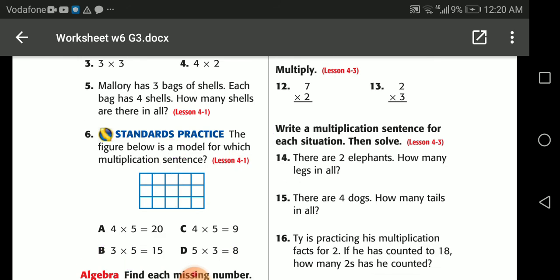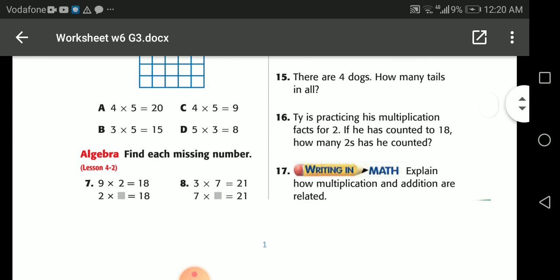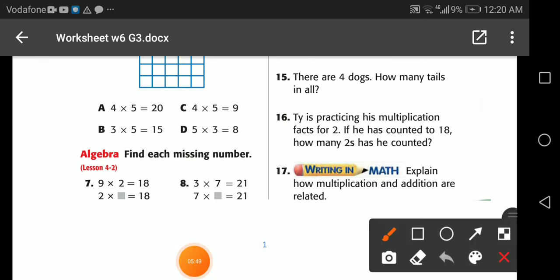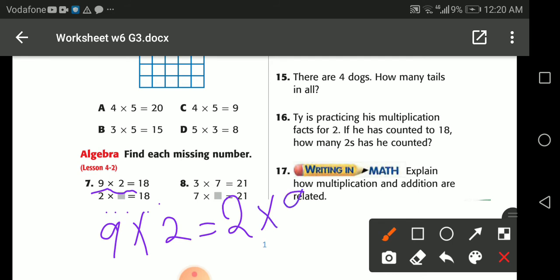Okay, this is number 6. What about number 7? Find each missing number. When I say 9 multiplies 2 equals 18, what about 2 times what gives me 18? Guys, remember that 9 multiplies 2 is the same as 2 multiplies 9. That gives you 18. Why? Because of the commutative property of multiplication, we can change the places of the numbers. So it will give me the same product, the same answer.